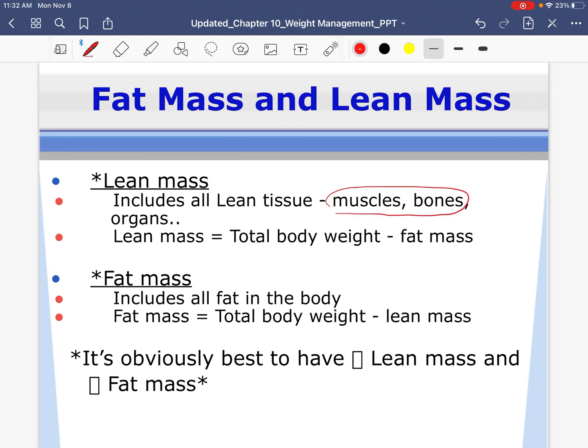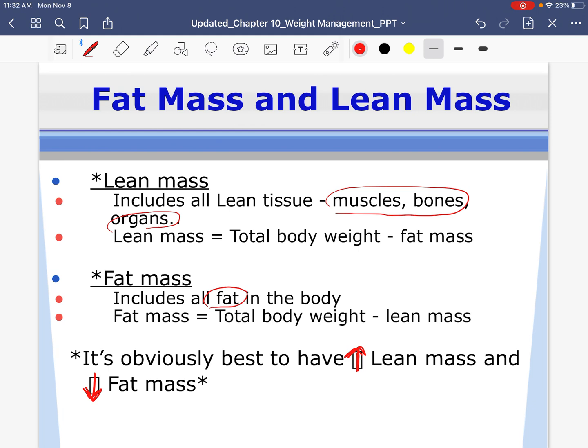Lean mass. Make sure you can define lean mass. Lean mass is the lean tissue, muscles, bones, and organs. Your lean mass is your muscle, bones, and organs. Your fat mass is your fat, your adipose tissue. Your total mass, your total weight, is equal to your lean mass plus your fat mass. Ideally, it's better to have more lean mass and less fat mass.